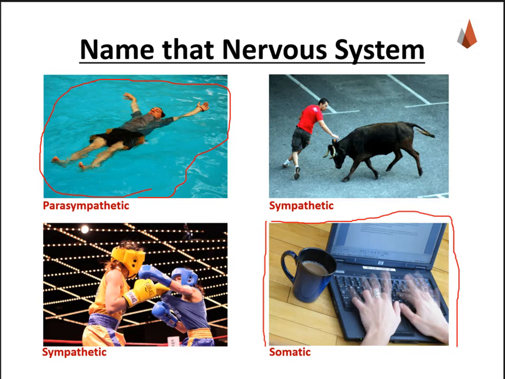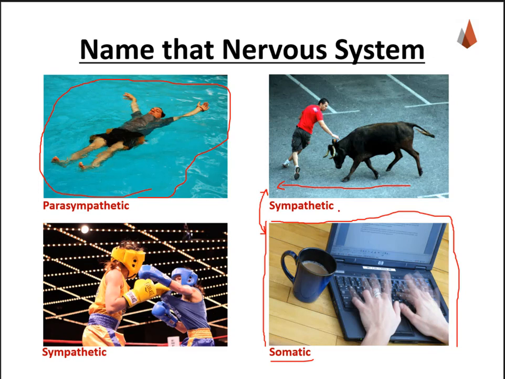Now you might be asking yourself, wait a minute, this guy running away from the bull up here, he's exhibiting voluntary behavior. He's running, and that's his choice, right? And that is true. So what does that mean? That means that there's an interaction between the two nervous systems. We've got sympathetic and somatic activating at the same time. And that makes sense because we need that somatic nervous system in order to direct our behavior.